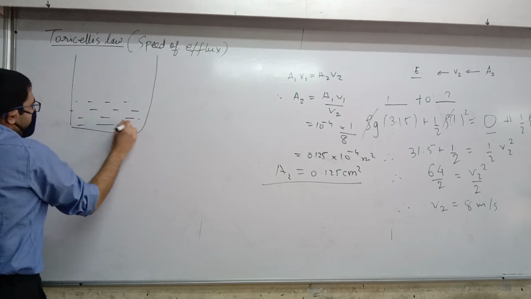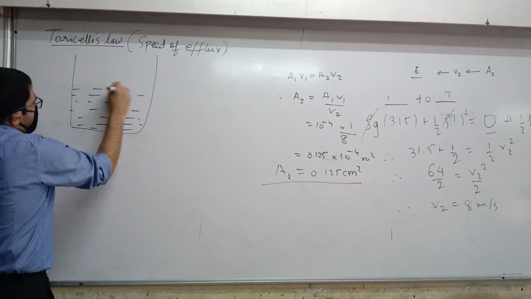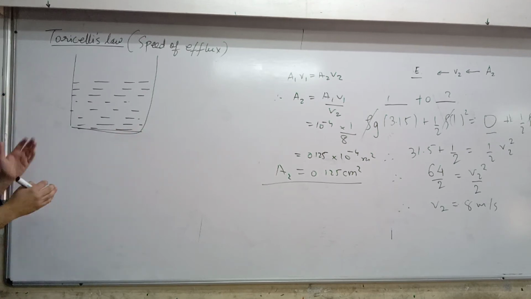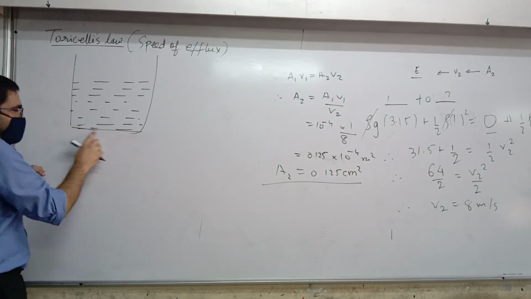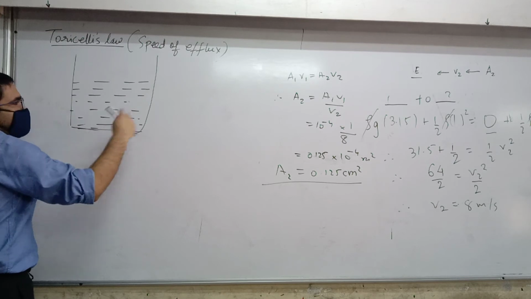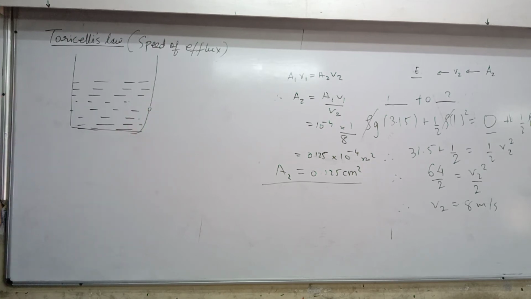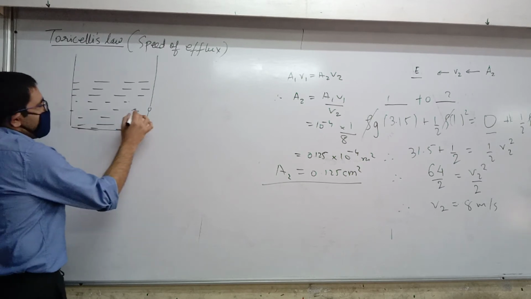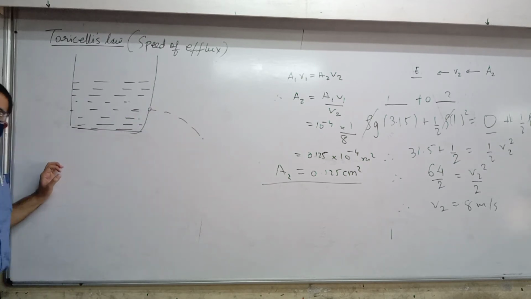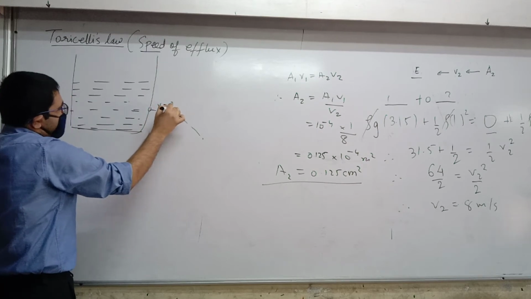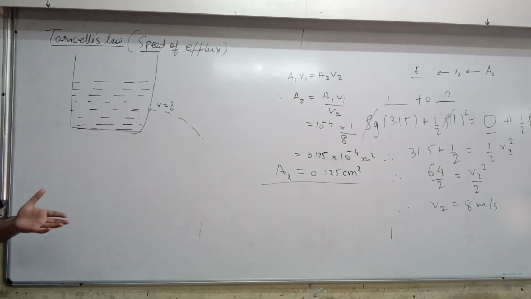So let's say there is some fluid, incompressible fluid, filled in some vessel. Okay. And somewhere, not necessarily at the bottom, somewhere there is a hole. Let's say here. So then fluid is going to leak out of it like this. Correct? Yes. Okay. So we are going to find out with how much speed it's going to come out. Understood?